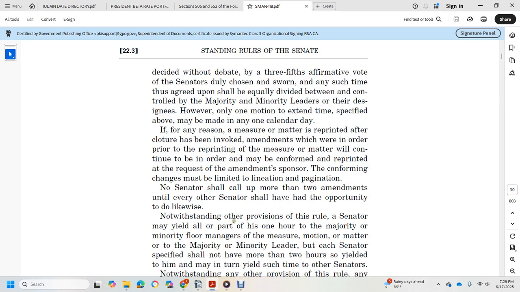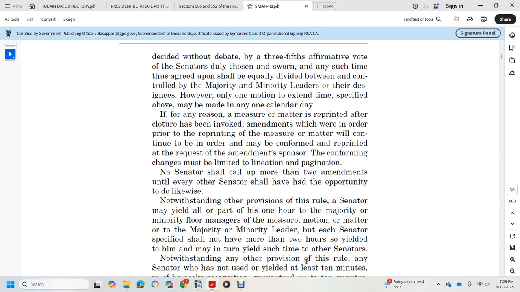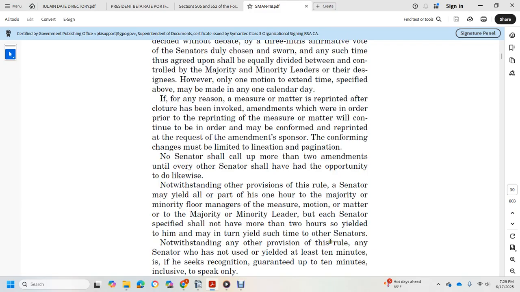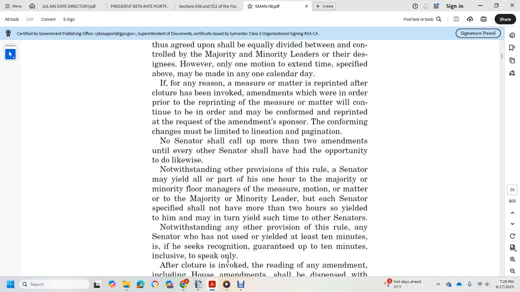A senator may yield all or part of his 1 hour to the majority or minority floor managers of the measure, motion, or matter, or to the majority or minority leader. But each senator specified shall not have more than 2 hours so yielded to him, and may in turn yield such time to other senators. Nothing withstands any other provision of this rule. Any senator who has not used or yielded at least 10 minutes, if he seeks recognition, is guaranteed up to 10 minutes, inclusive, to speak only.